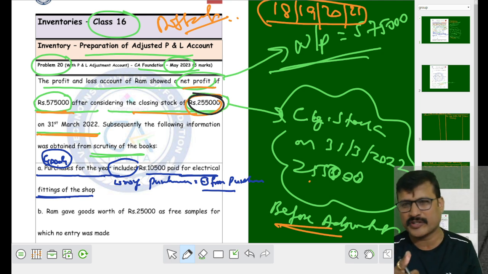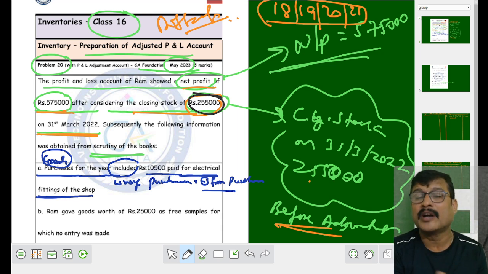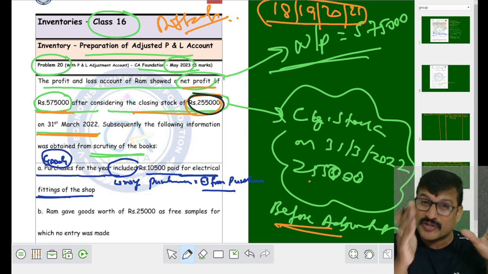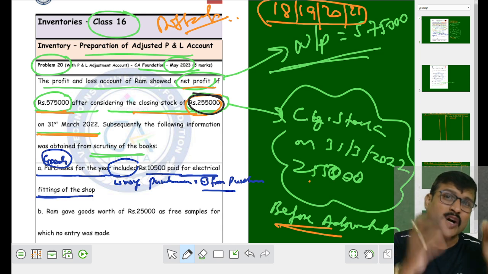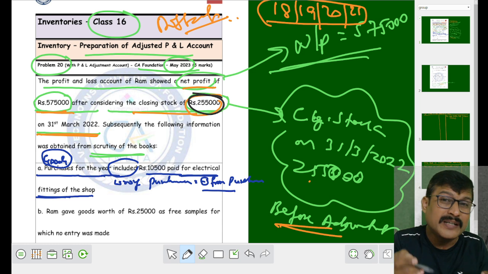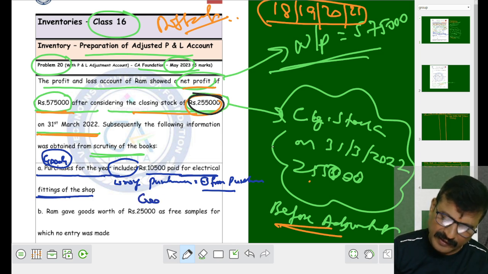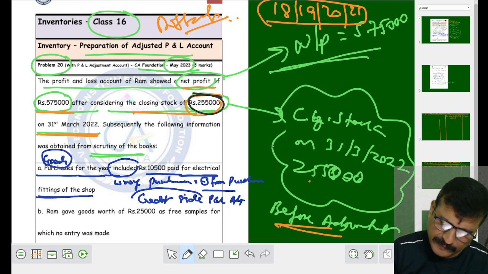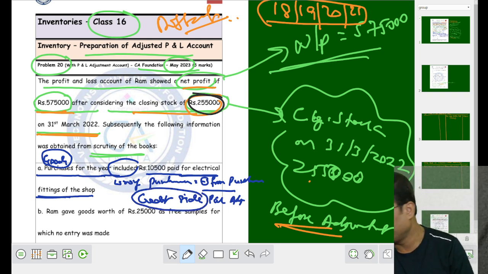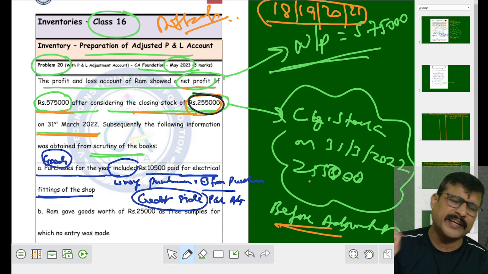I repeat my explanation. You are subtracting out of purchases in the debit side of your trading account. When purchases is not given, when you are not subtracting in the debit side, it is to be taken in the opposite side, that is, in credit side of P&L adjustment account. Did you understand? My dear student, I am taking lot of time to make you understand. It's a very, very difficult problem.